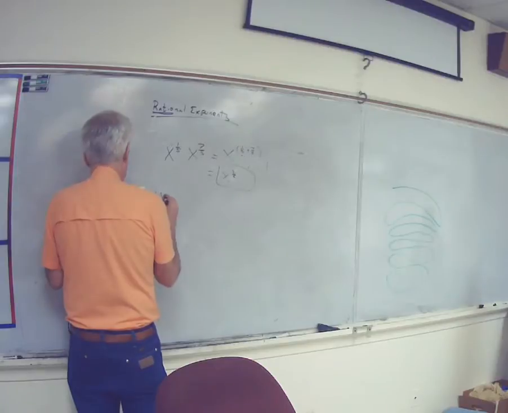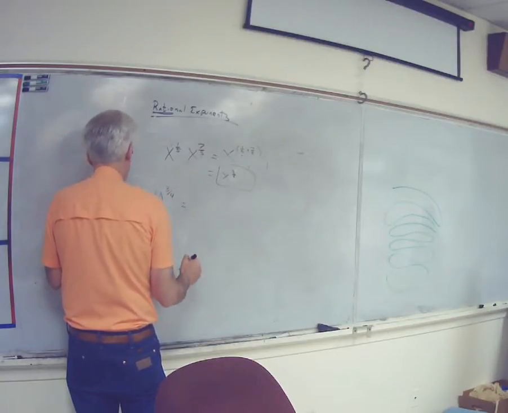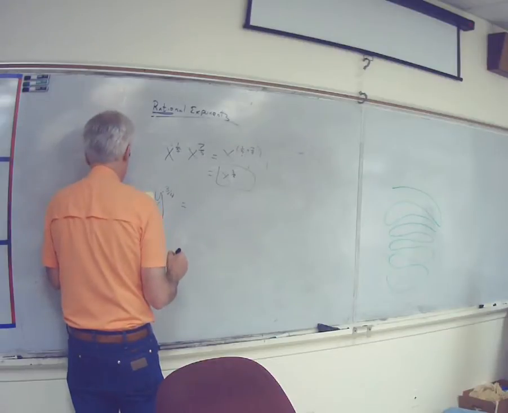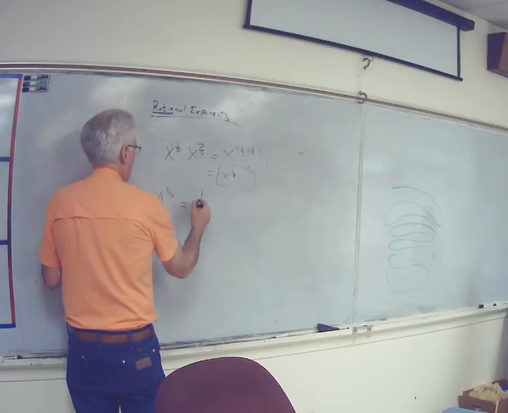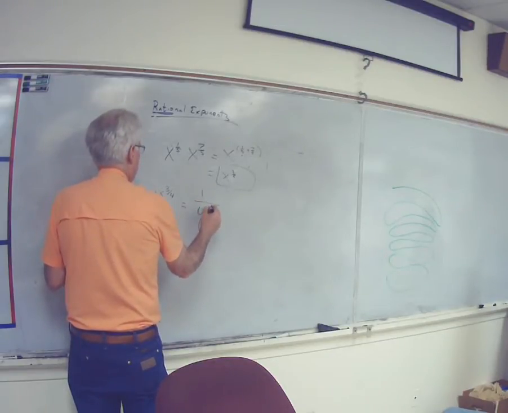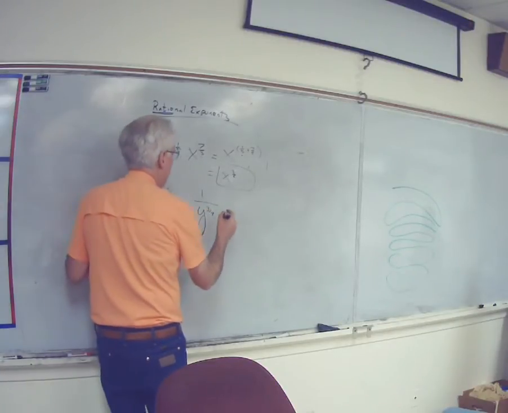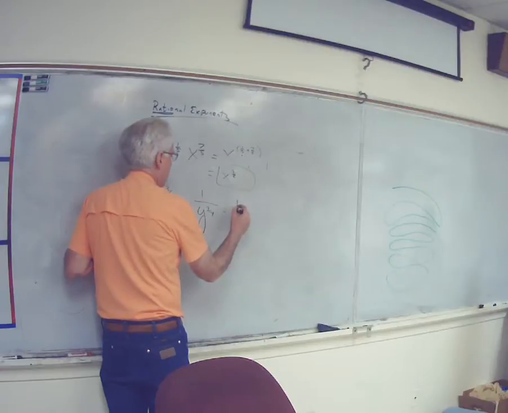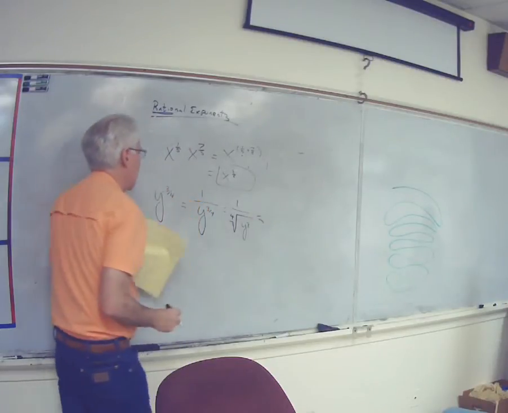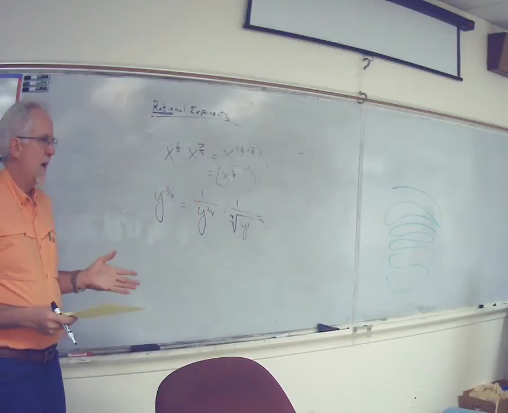So y to the negative 3/4 is equal to what? 1 over y to the 3/4. Okay, and what is the problem with that? That is like 1 over the 4th root of what? Y cubed. And why can I not stop here? Because it's a radical. There's a radical in the denominator.